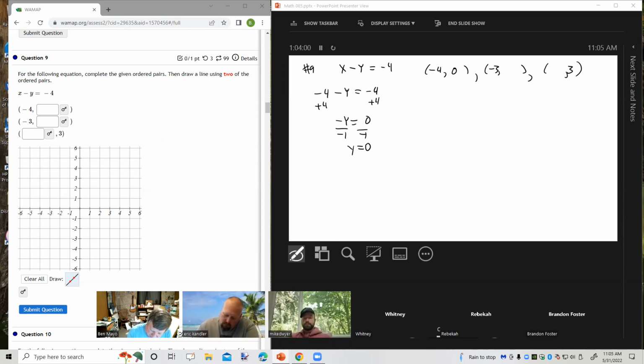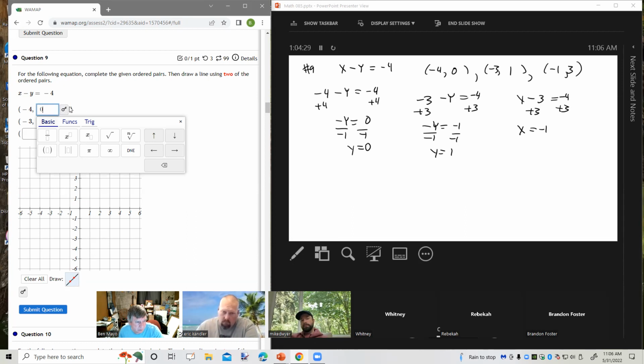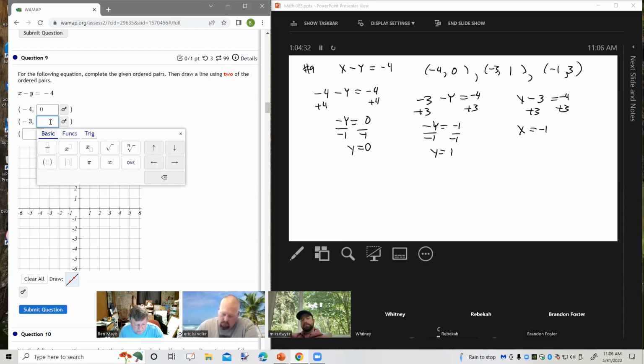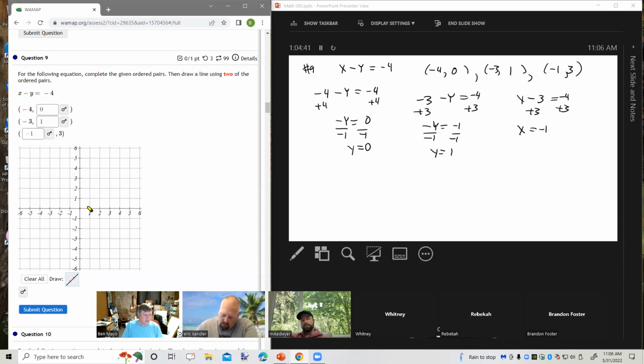If x is -3, we get -3 minus y equals -4. Add 3 to both sides. -y equals -1. Divide both sides by -1, y equals +1. If y equals 3, x minus 3 equals -4. Add 3 to both sides, x equals -1. So we've got -4, 0, -3, 1, and -1, 3. I'm going to use the first 2 points.